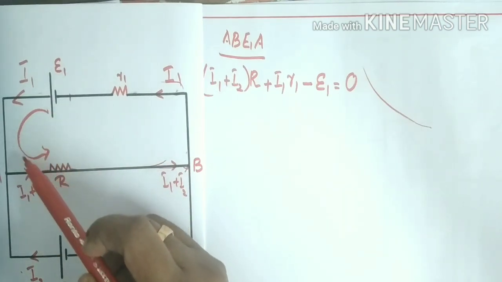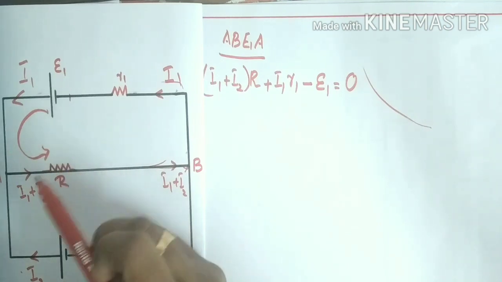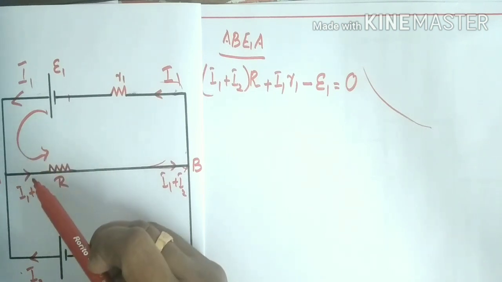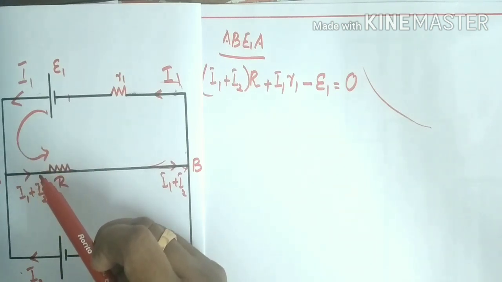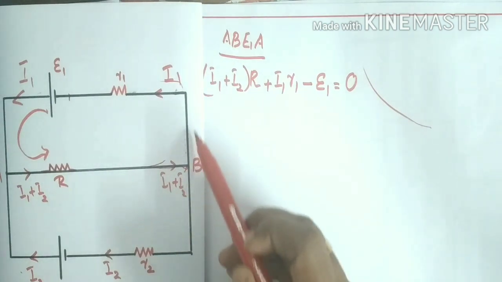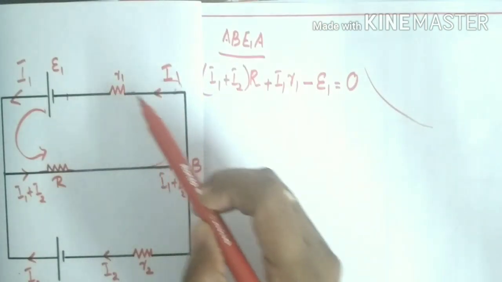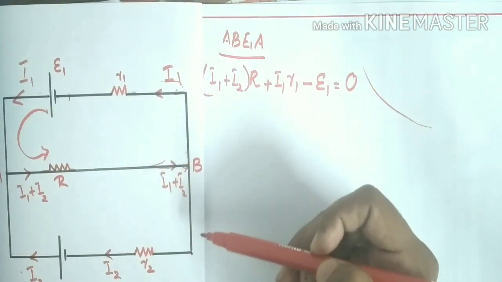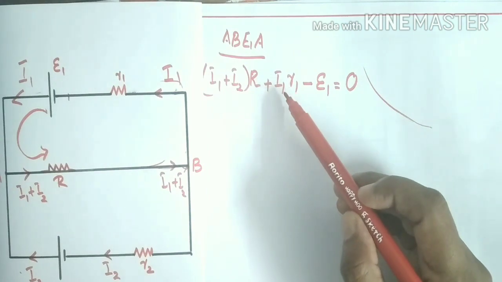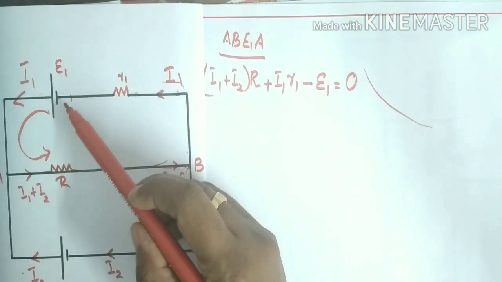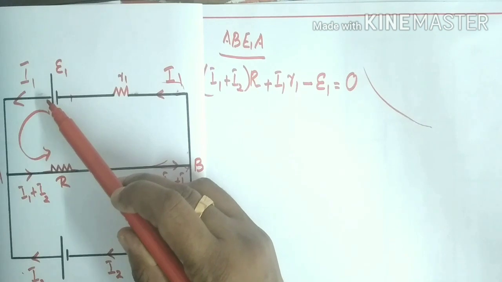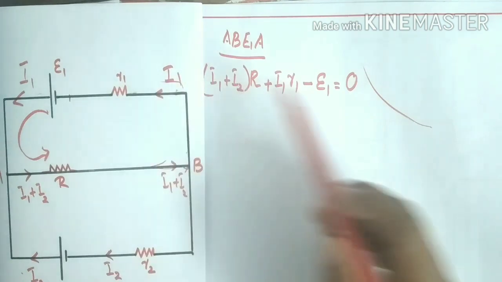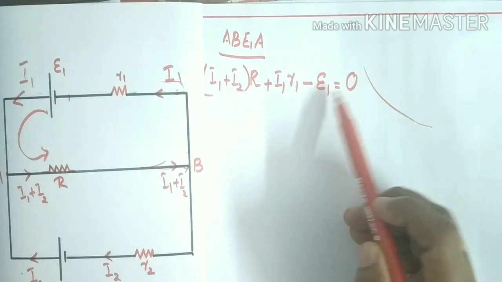Here the total voltage: first the resistance, which is an element, so its voltage is (I1 plus I2) into R. It is positive because the assumed direction and original direction are the same. Then comes this resistance. Here also the assumed direction of current and the original direction are the same, therefore its potential difference is also taken as positive. And through the cell, current flows from negative to positive. Actually, current flows from positive to negative. Therefore, if current is flowing from negative to positive, its EMF is taken as negative. So, minus E1 equal to 0.